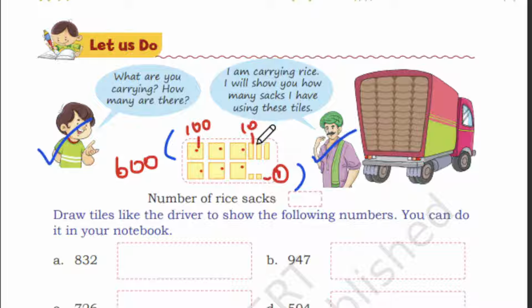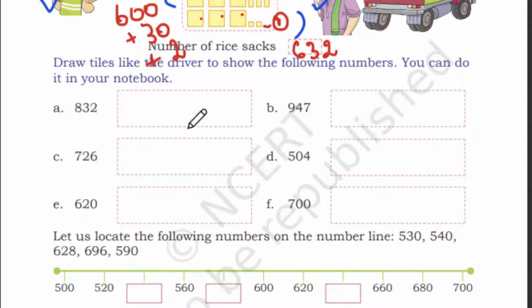And how many tens we have? One, two, three. Three tens is 30. And how many ones we have? One, two. So it is 2. So we have to add 600 plus 30 is 630. 630 plus 2 is 632. So totally 632.